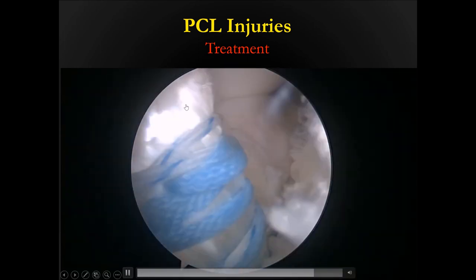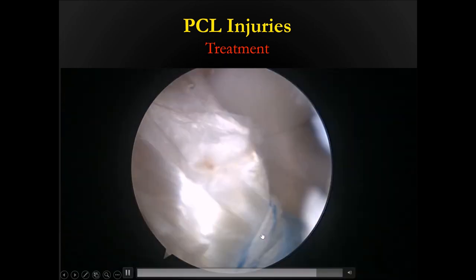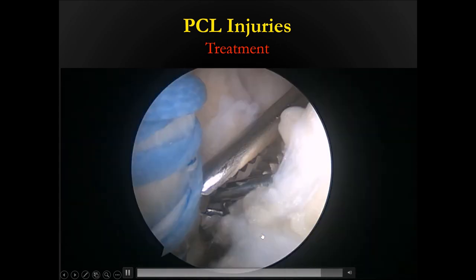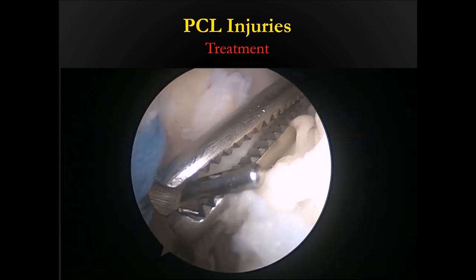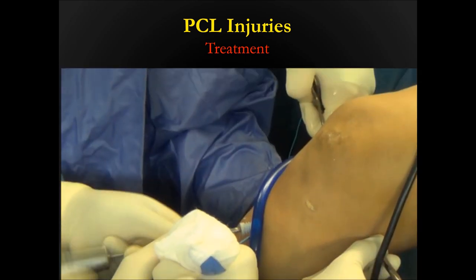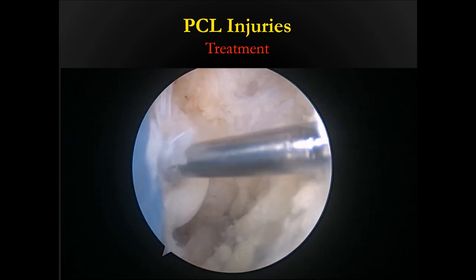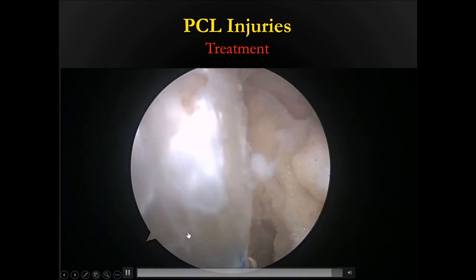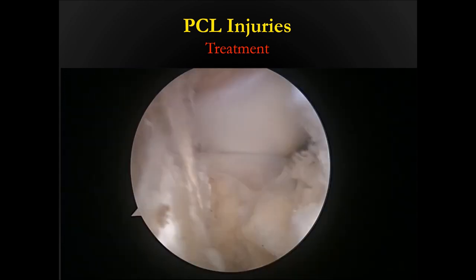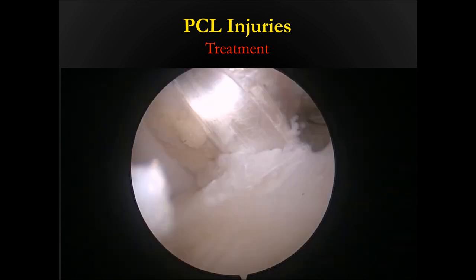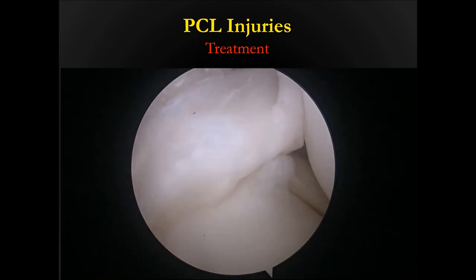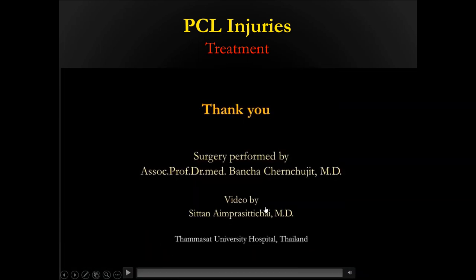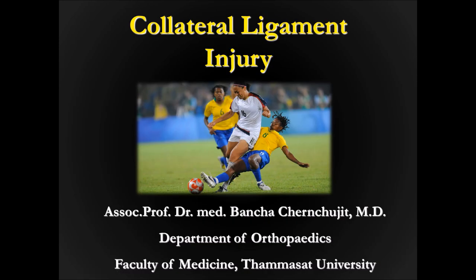Okay? So this is the PCL on the tibial side, and then we fix it with the screw. Okay, we tension the graft, make it strong, and then we put the screw in. Okay? So my assistant will push it in anterior drawer and put the screw. You see this? This is what we call the hydroxyapatite screw. So when the PCL has healed already, the screw will turn to bone. Hydroxyapatite is part of bone, right? So you see that? This is the tunnel and the screw inside. Okay. So this is the PCL injury.